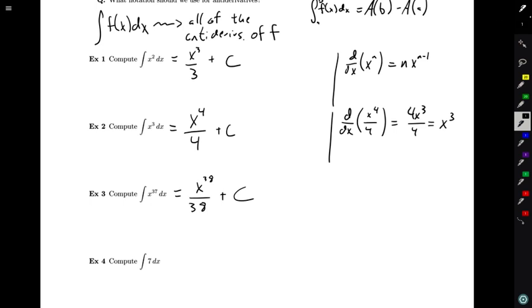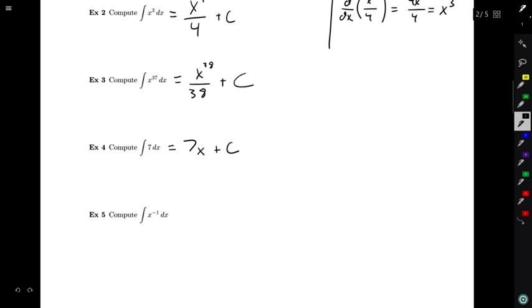Example 4 doesn't look quite like the others. It's looking like we don't have any x's here to any powers, but maybe secretly we do. Actually, before we talk about where the x's are hidden, let's actually do this. We want to find a function whose derivative is 7, and we know one of those. We know that if I took the derivative of 7x, I would get 7. So my integral of 7 here is 7x plus c.